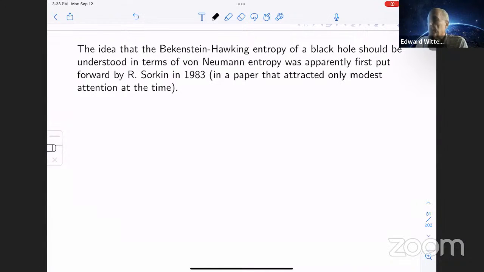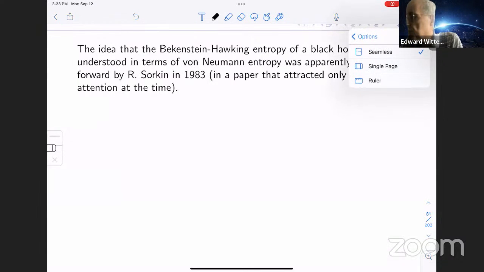Now, the idea that the Bekenstein-Hawking entropy of a black hole should be understood as von Neumann entropy apparently goes back to Rafael Sorkin in 1983 in a paper that initially attracted only modest attention.